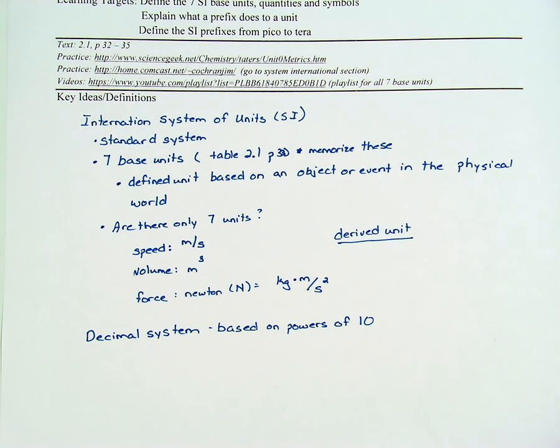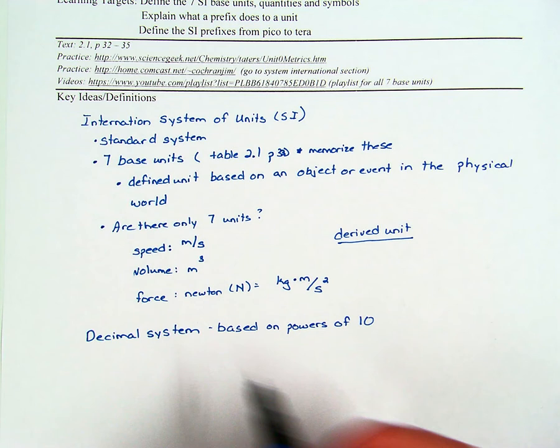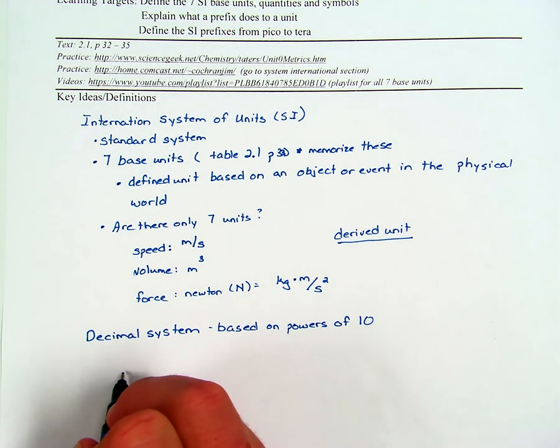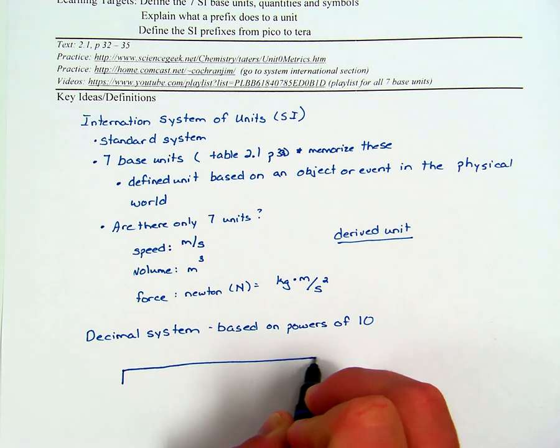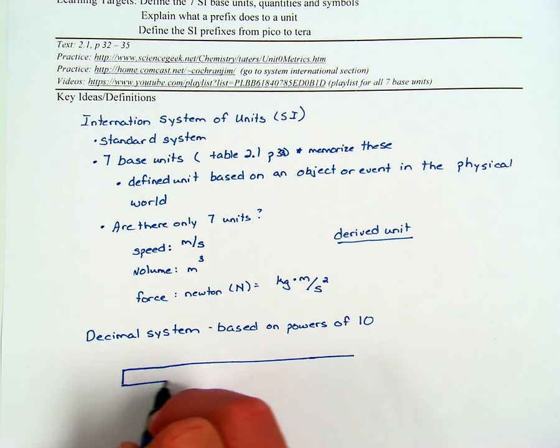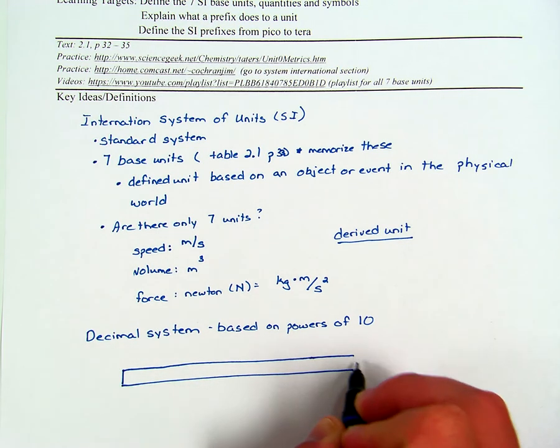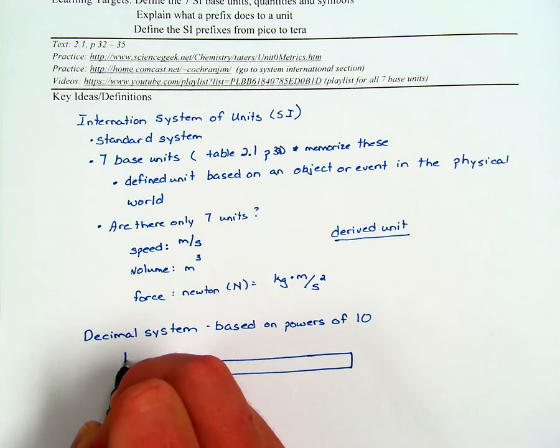Just as an example, before we get to all the prefixes, there's a table in your book that'll show you. Say we had a meter stick. Okay, and here's our meter stick. I'm going to draw out a meter stick. And this is 1 meter.